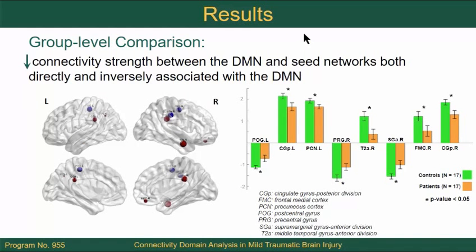So with all of these, we then did a group level comparison between the 17 controls and the 17 patients, and we found 8 of these regions or seed networks where we saw a significant decrease in connectivity strength with the default mode network. The most significant being the middle temporal gyrus anterior division, which is associated with attention.